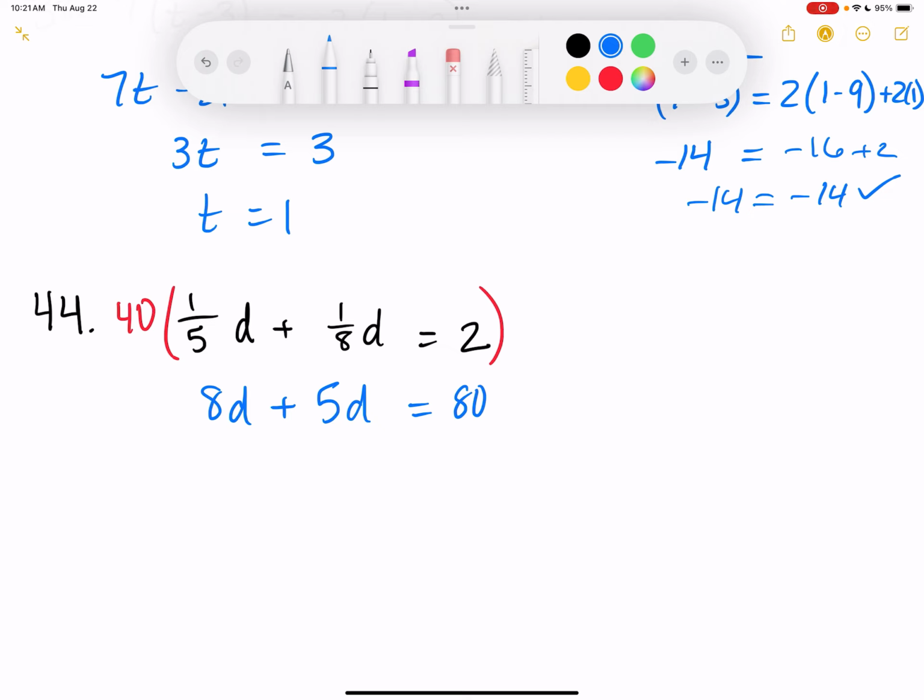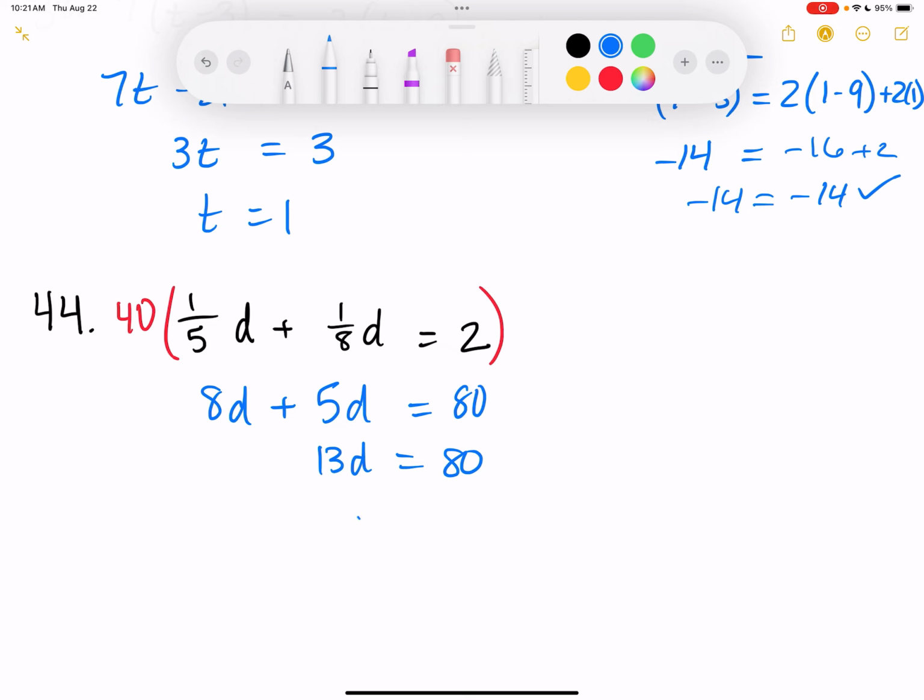How would you do that otherwise? Without this you'd have to get a common denominator, add them together, and then multiply and divide. We just saved a ton of work by doing one thing. So now 13d equals 80.